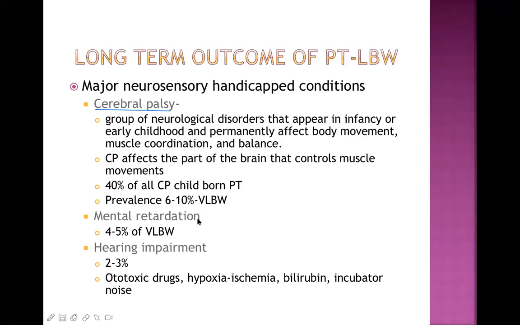Another one is mental retardation. The IQ level falls when this baby becomes older. Another is hearing impairment. Now they have some problem in hearing. When these babies become bigger and start going to school, that is when it may be diagnosed. And that is exacerbated if we give some ototoxic drug during neonatal life. For example, they are sick, they are having sepsis, and you have given ototoxic drugs during the treatment. Can you tell me some of the ototoxic drugs, please? Anyone?